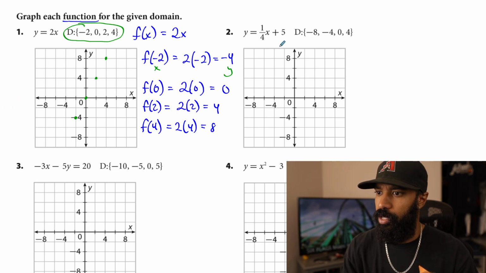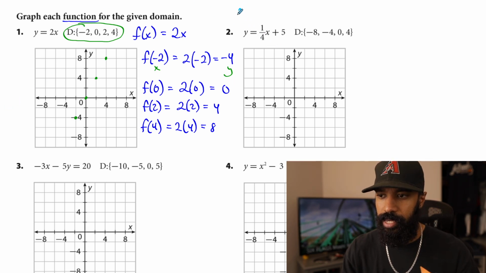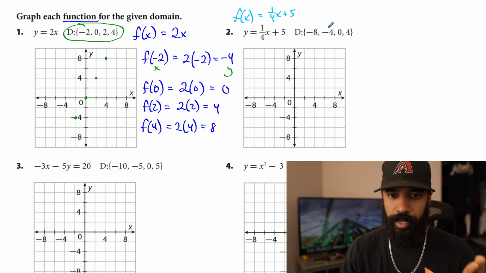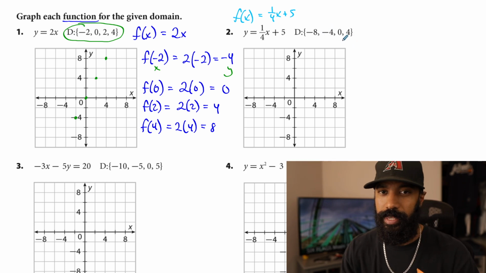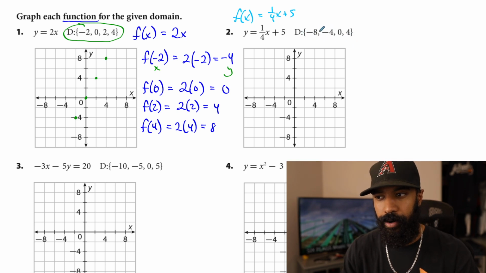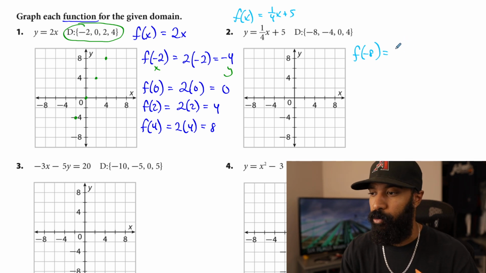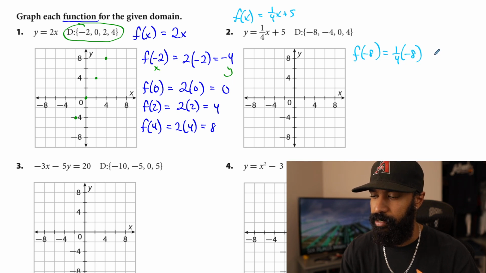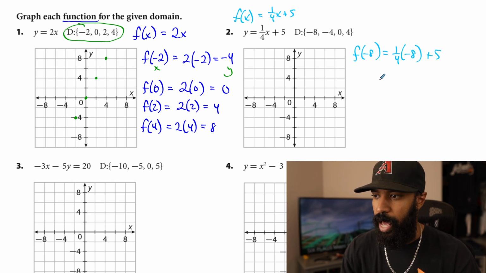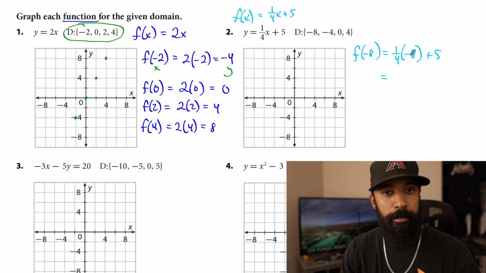Number 2, f of x, or y, equals 1/4 x plus 5, and they give us these values for the domain. Now, as I see this, I'm already liking what they give us because I can take 1/4 of all these values, and they're all integers. And if you have trouble coming up with how to take 1/4 of a value, you simply divide it by 4. So if I'm going to take 1/4 of x, in this case -8, plus 5, I'm going to take -8 and I'm going to divide that by 4.